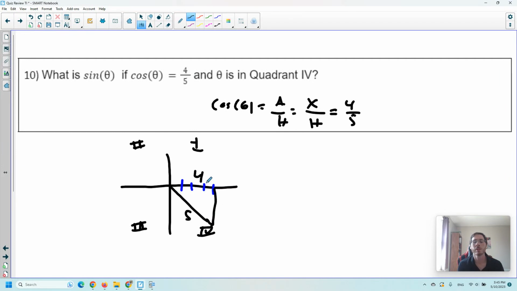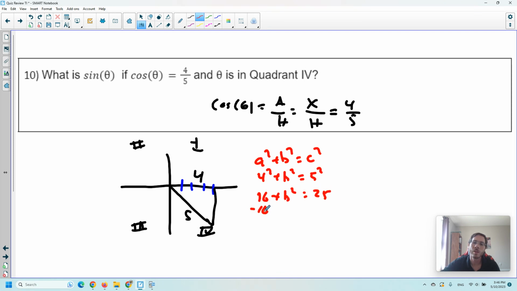Since I know that's 4, I need to use the Pythagorean theorem to figure out what the last side is. Now for this one, I really don't need the Pythagorean theorem. We probably know it's going to be 3 already. But just in case, let's run through a squared plus b squared equals c squared. 4 squared plus b squared equals 5 squared. So 16 plus b squared equals 25. Minus 16 minus 16. B squared equals 9. Square root both sides. B equals plus or minus 3. And in this case, we can see that we're going down. So we're going to choose the minus 3 in this case.